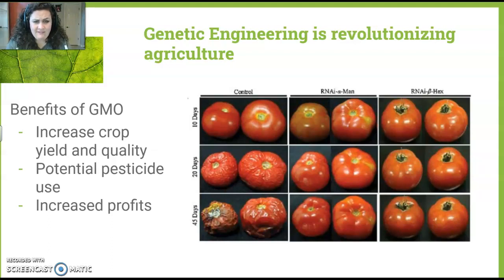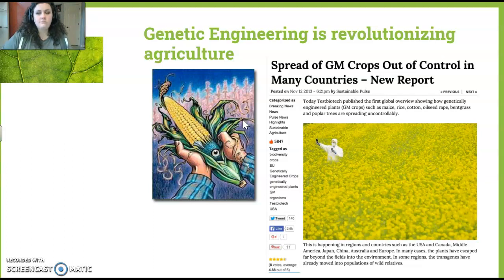Also you have the increased profits. Obviously, if you can guarantee that every plant in your field is going to produce huge, long lasting, maximum quantity, maximum quality product, that's obviously going to be better for your profits. So using GMOs, we've been able to just completely expand the amount of food that we've been able to make in a certain amount of area. However, there are some downsides to GMOs.